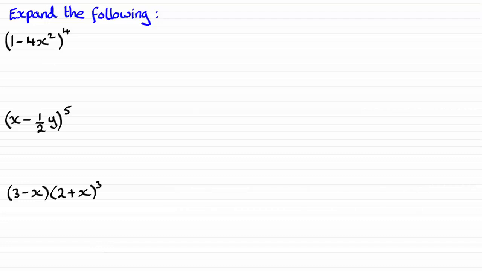So I'm assuming that you've watched the previous section, and I've got a few questions here then that you might like to try, where you've got to expand the following: (1 - 4x^2)^4, (x - y/2)^5, and in this one I've included a bracket in front of the expansion of (2 + x)^3. We've got (3 - x) multiplied with (2 + x)^3. So you might like to pause the video at this stage and have a go, and then when you come back I'll run through the solutions with you.